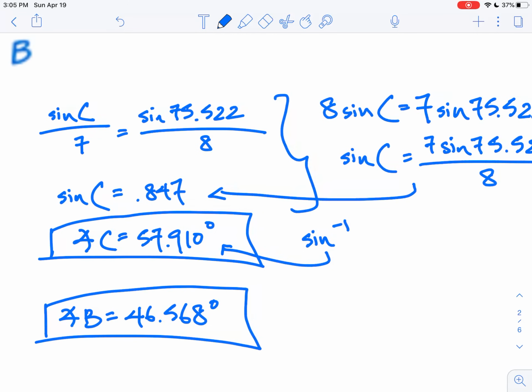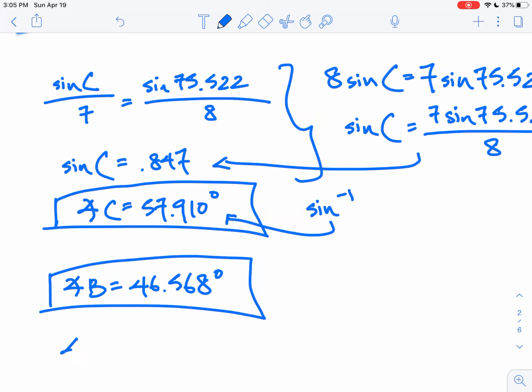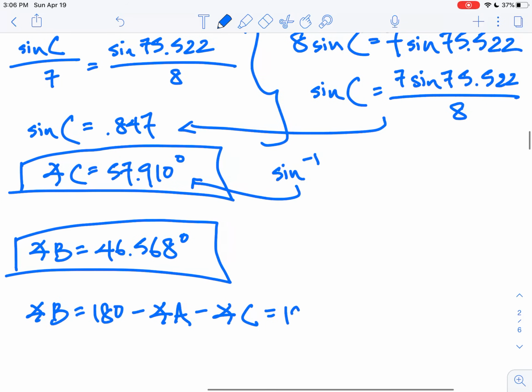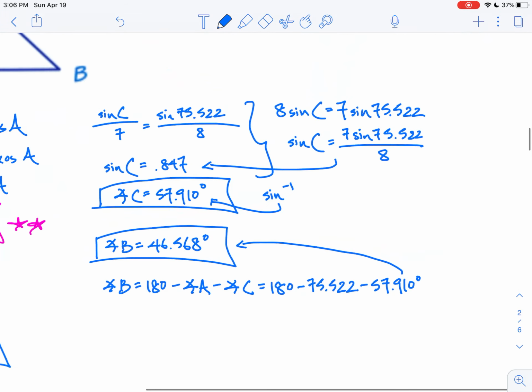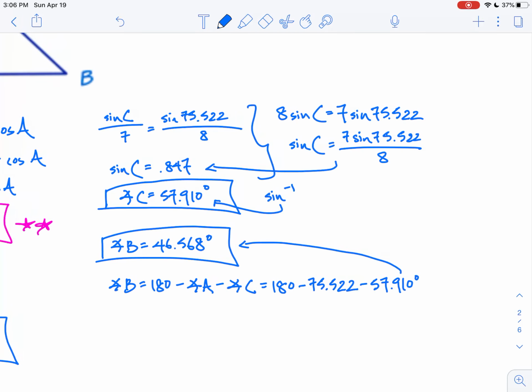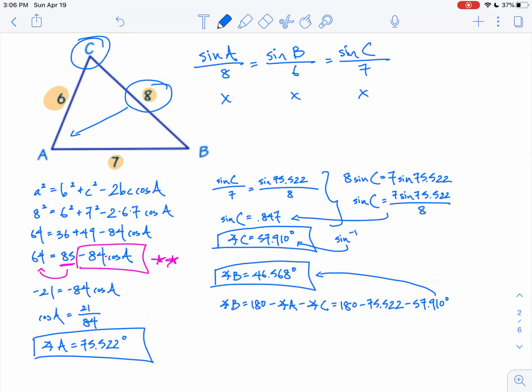Now to find angle B, I talked through it, but I didn't show the work. To find angle B, you could do 180 minus angle A minus angle C, which should give you 180 minus, our angle A was 75.522, minus angle C, which was 57.910 degrees, and when you subtract those from 180, you should get a B value of 46.5 degrees, okay?